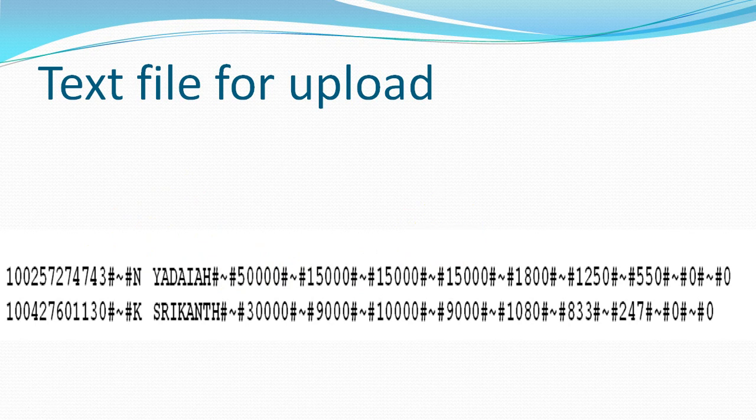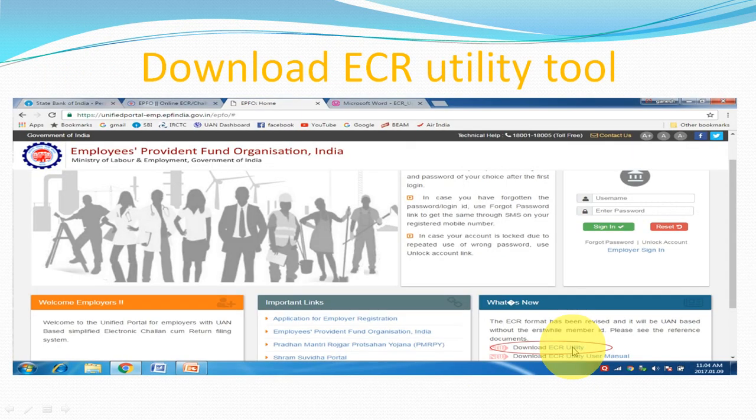And now EPFO has launched a utility tool to check what errors this text file contains. If there is any error, the EPFO's utility tool will detect it. How to download the utility tool? Kindly go to the unified portal-emp.epfindia.gov.in/EPFO, and down below the ECR utility tab is there.